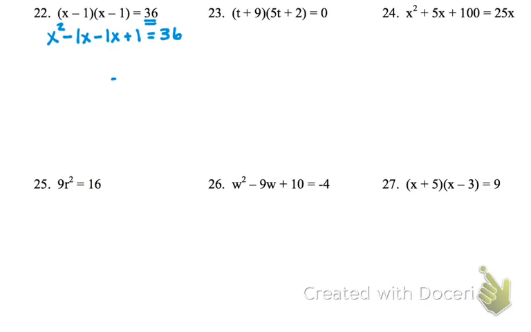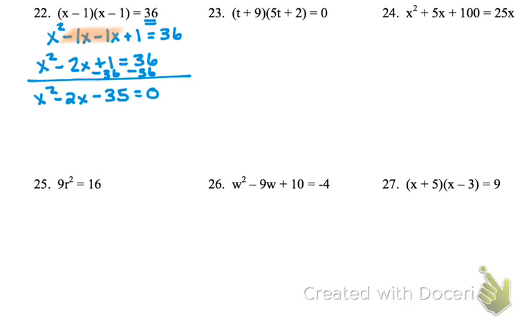So I get x squared minus 1x plus 1 is equal to 36, and then subtract 36 over. First we're going to combine like terms, so we get x squared minus 2x plus 1 equals 36, then we are going to subtract that 36 over. So we get x squared minus 2x minus 35 is equal to 0. Now we have 0 on one side, a trinomial on the left side.